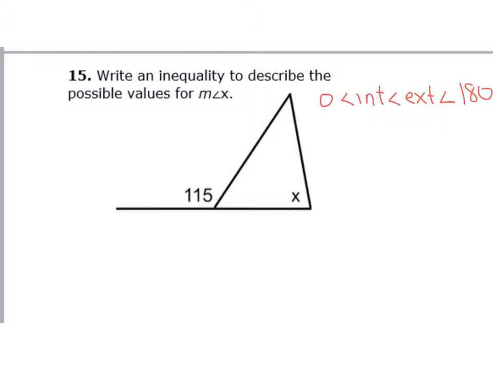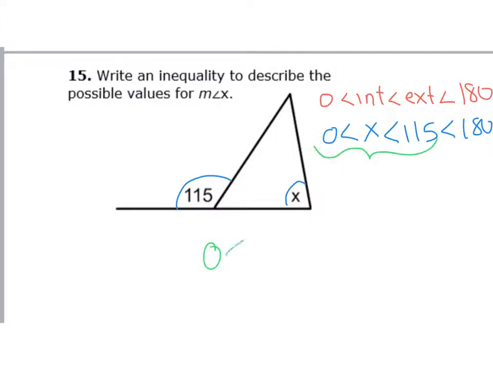So when I fill this in, I've got 0 less than my interior angle, x, less than my exterior angle, 115, less than 180. So then when you want to know what x has to be in between, you just look at the two numbers around it. 0 is less than x is less than 115 is my final answer.